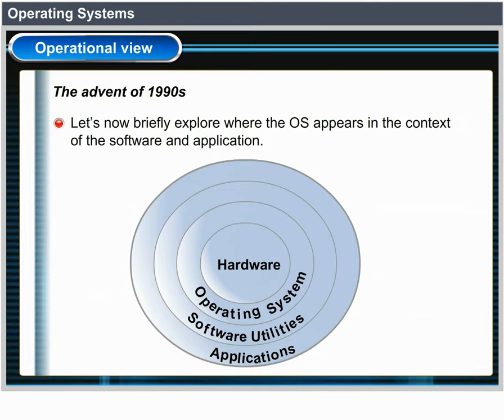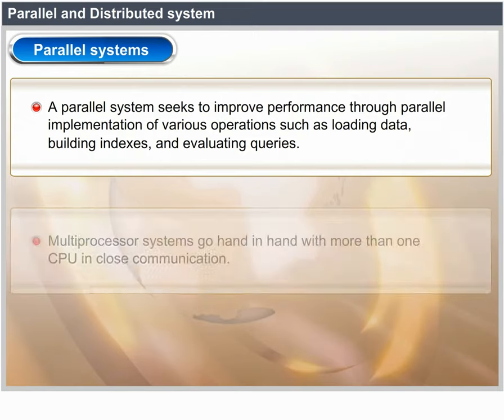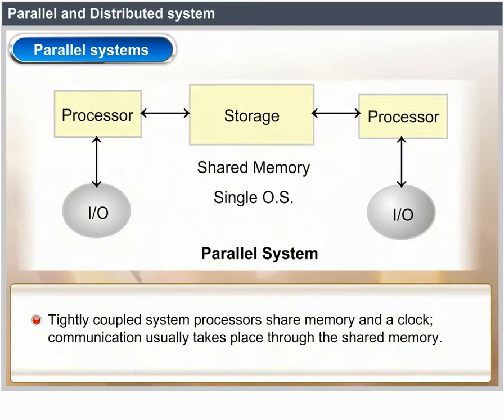Parallel and distributed systems. Parallel systems. A parallel system is one that seeks to improve performance through parallel implementation of various operations such as loading data, building indexes, and evaluating queries. Multiprocessor systems have more than one CPU in close communication. In a tightly coupled system, processors share memory and a clock. Communication usually takes place through the shared memory, as shown in the parallel system.